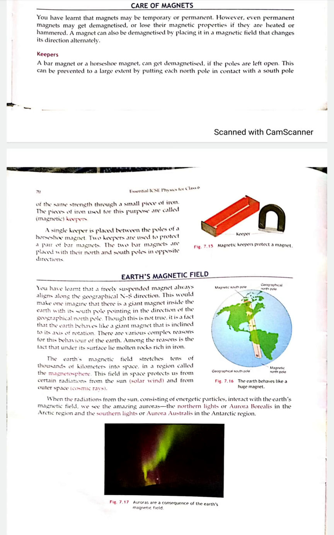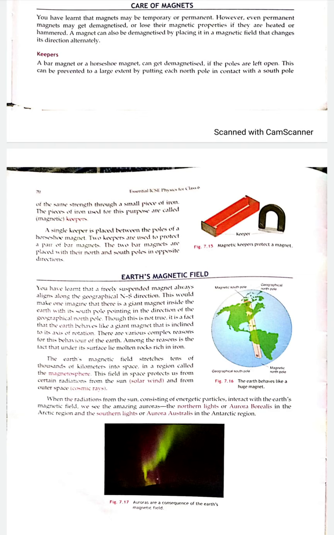This magnetic field is very important for us because it is responsible for the safety of every kind of living thing present on or below the surface of the earth, because it prevents harmful radiations coming from the sun, called solar wind, and from other stars from reaching the surface of the earth. Otherwise, no kind of life would have been possible on the earth.